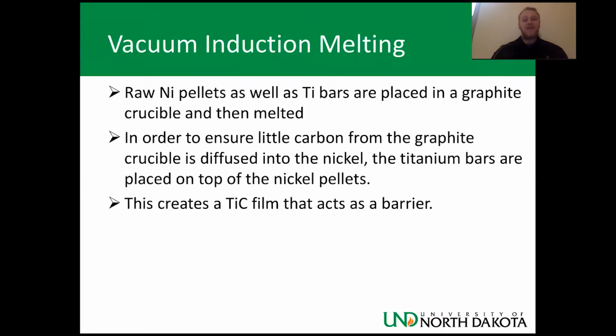Okay, so vacuum induction melting. In this process, raw nickel pellets as well as titanium bars are placed in a graphite crucible and then melted. So why use a graphite crucible? Well, the graphite can withstand the amount of heat required to melt that titanium. Titanium requires extremely high heat to turn into molten material. And in order for the mixture to happen correctly, we need to achieve that heat. So that is why we use graphite.